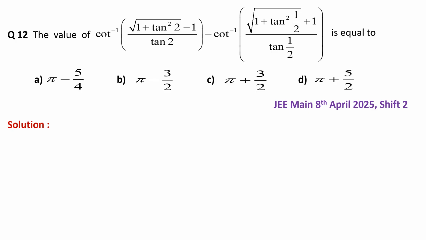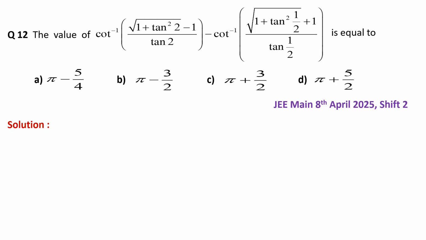It says the value of cot inverse of (square root of (1 plus tan square 2) minus 1) whole divided upon tan 2, minus cot inverse of (square root of (1 plus tan square 1 upon 2) plus 1) whole divided upon tan of 1 upon 2 is equal to.